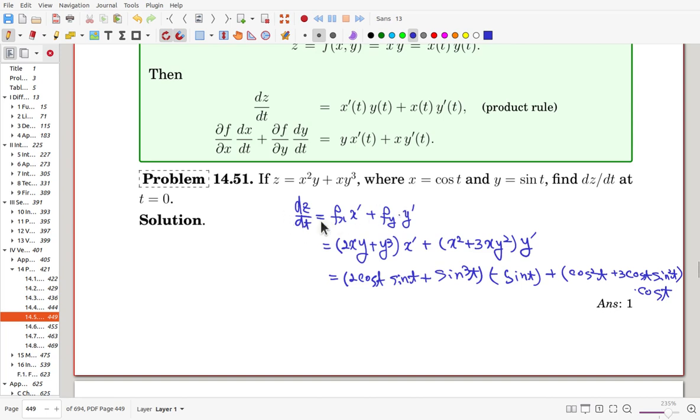And now we try to evaluate the slope at t equals 0. Then by putting t equals 0, you can evaluate this value.